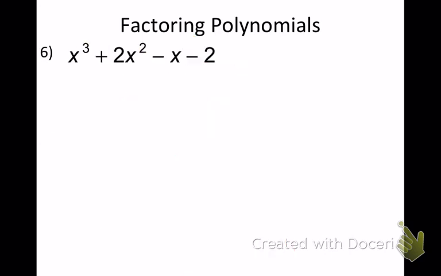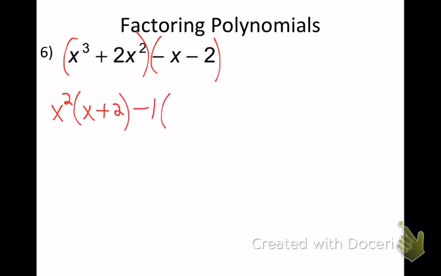Try number 6. Take a couple seconds, try number 6 on your own. All right, Katie, what did you do here? Regrouped them first. Awesome. Then what did you do next? Took out x squared from the first one, and then parentheses x plus 2. And then took negative 1 out of the second one, and then x plus 2. Brought x plus 2 down, and then grouped x squared minus 1.